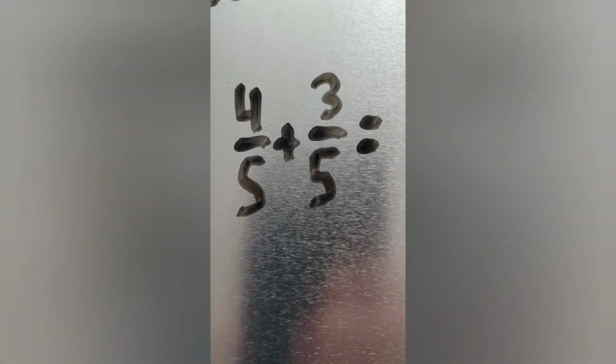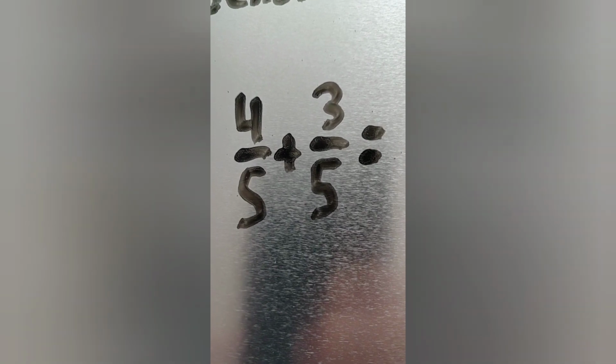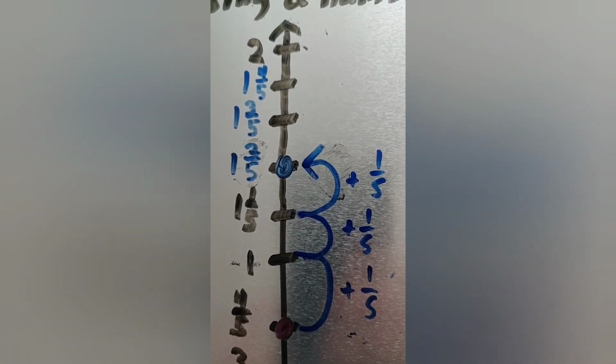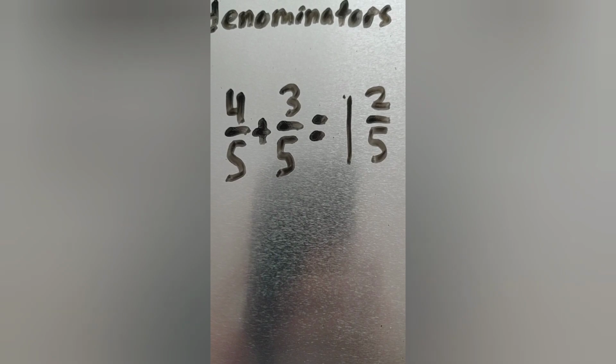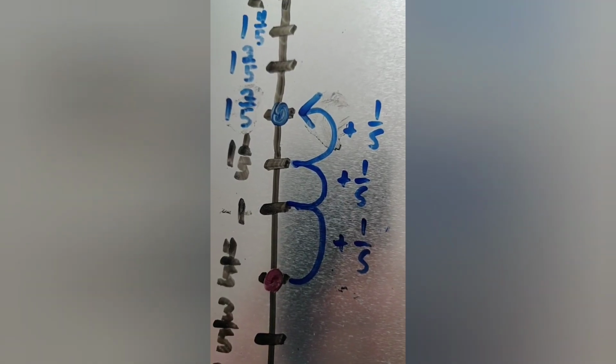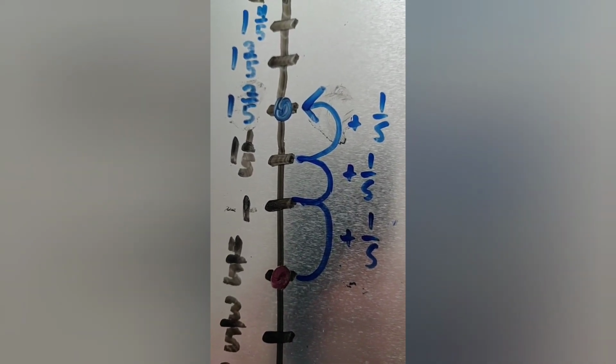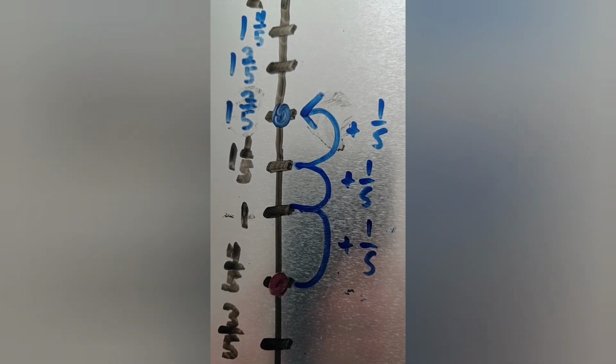Increased 3/5 after starting with 4/5, and we ended up at 1 and 2/5. So 4/5 plus 3/5 equals 1 and 2/5.